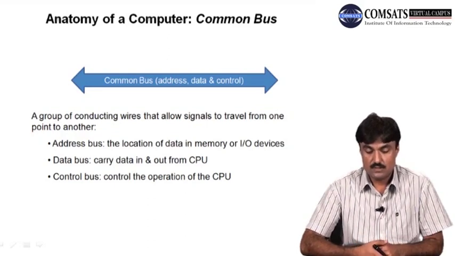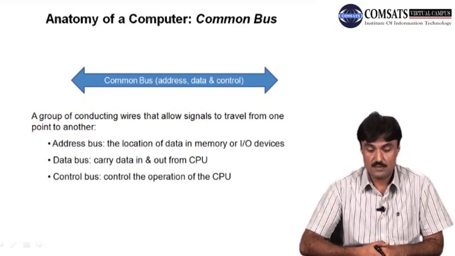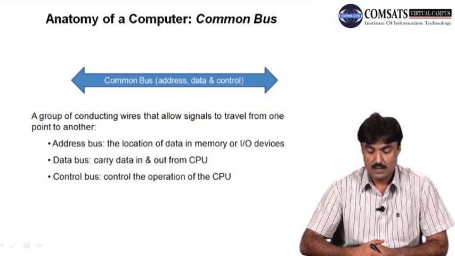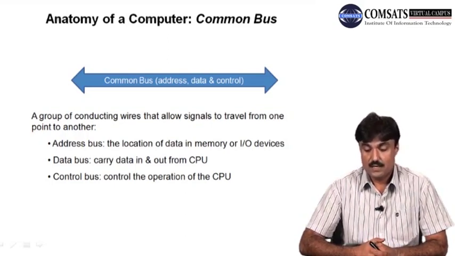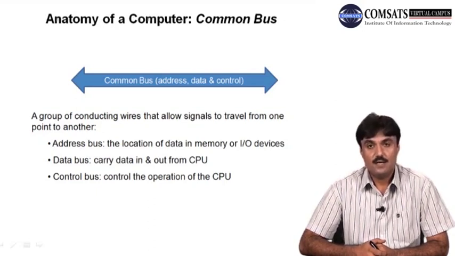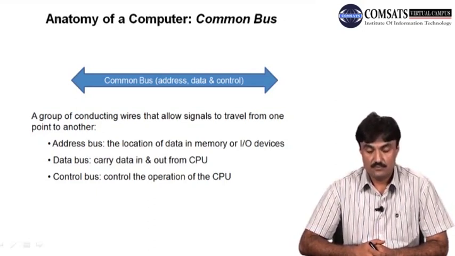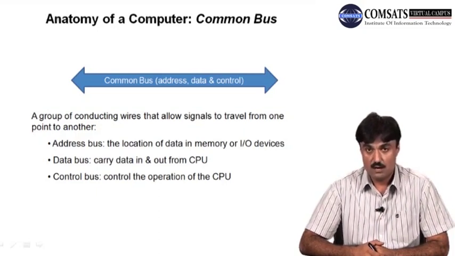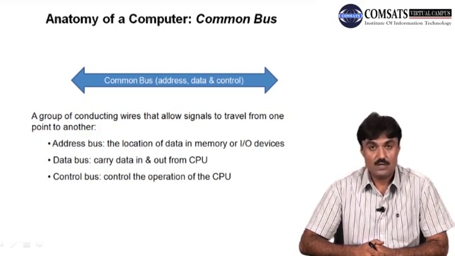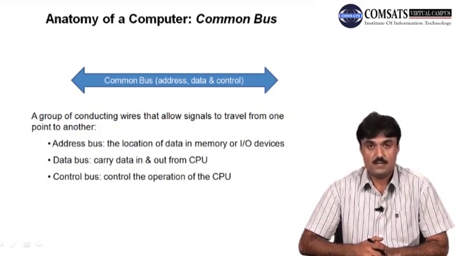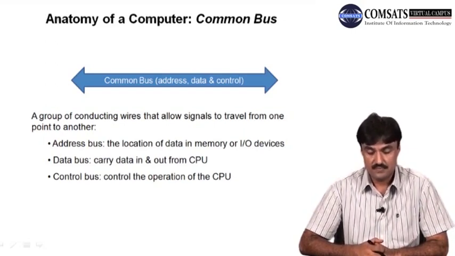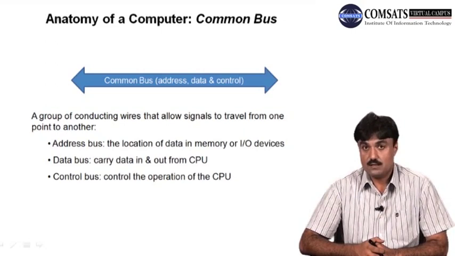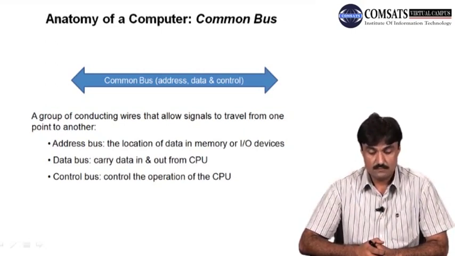The first set of conducting wires is called the address bus. This address bus is used to locate data inside the memory or to locate the input or output devices. If we want to locate any device or any location inside the memory, these conducting wires are used. The next set of conducting wires is called the data bus.